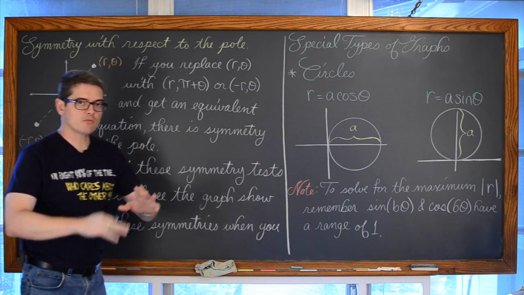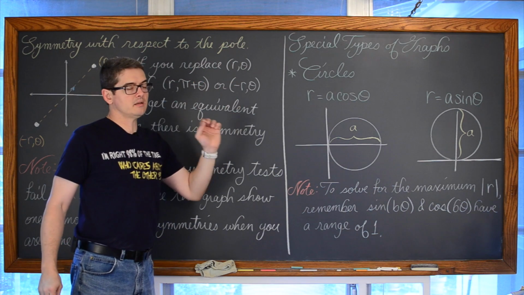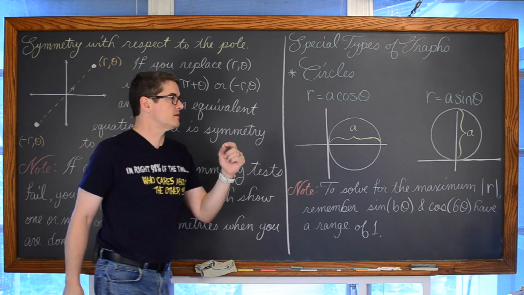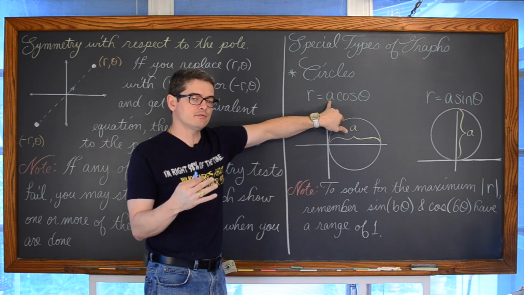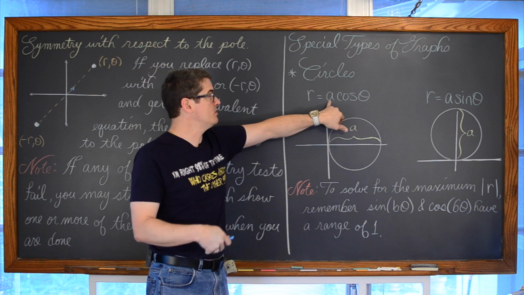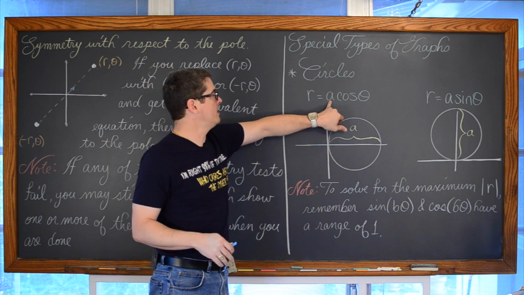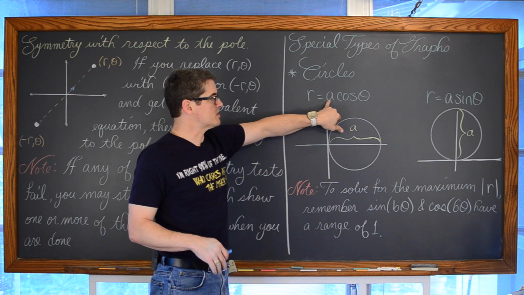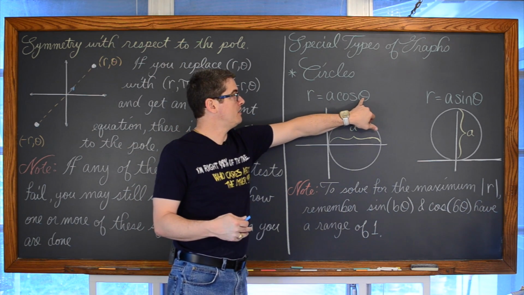Now, the special types of graphs. The first special type of graph is a circle, and here is what to look for. If you see r is equal to a, where a can be any kind of constant, it could be 3, 5, negative 2, or a decimal like negative 2.3, but r is equal to some constant times the cosine of theta.